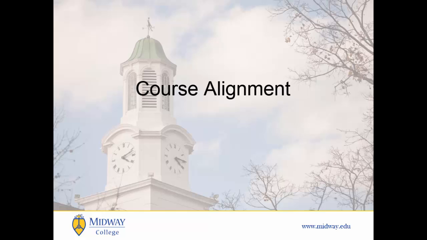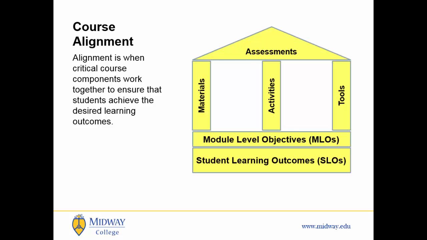Assessments should reveal how well students have learned what we want them to learn, while instruction ensures that they learn it. For this to occur, assessments, learning objectives, and instructional strategies need to be closely aligned so that they reinforce each other. This tutorial will demonstrate how to complete the alignment worksheet for your course. Alignment is when critical course components work together to ensure that all students achieve the desired learning outcomes.